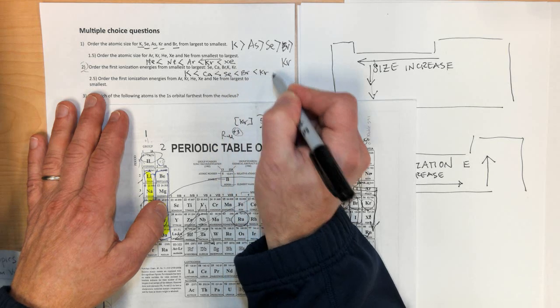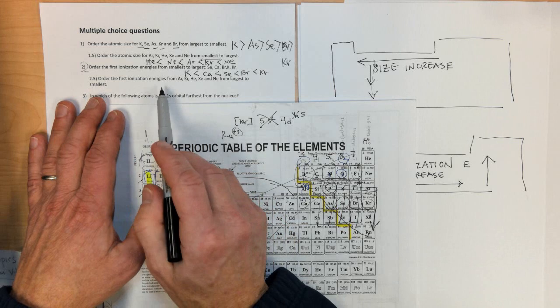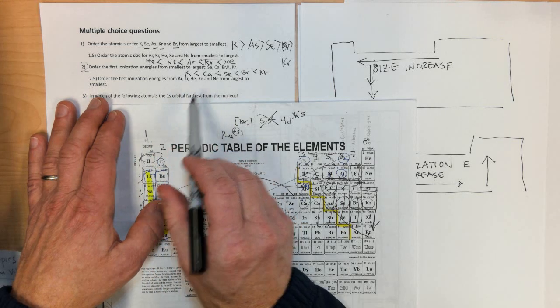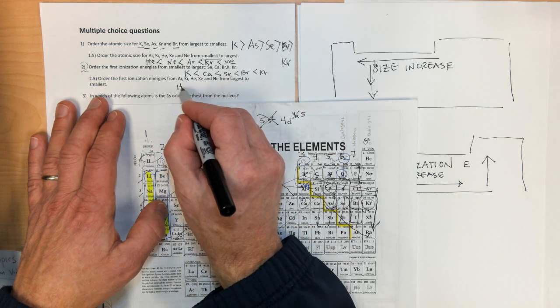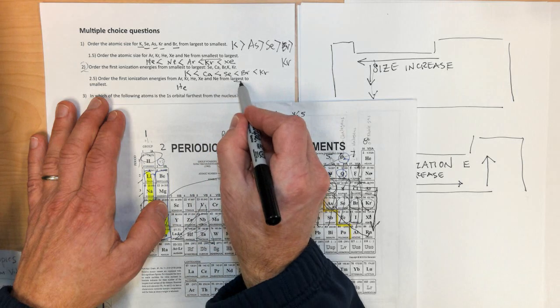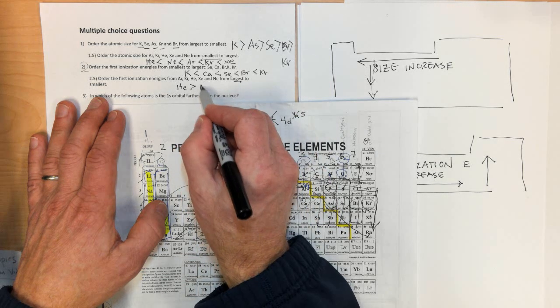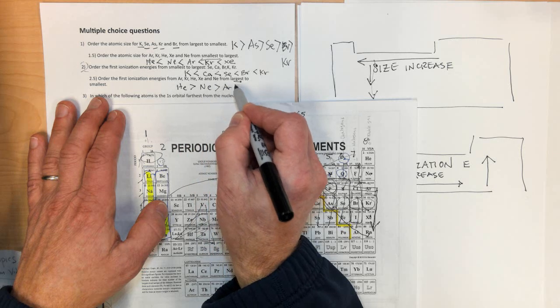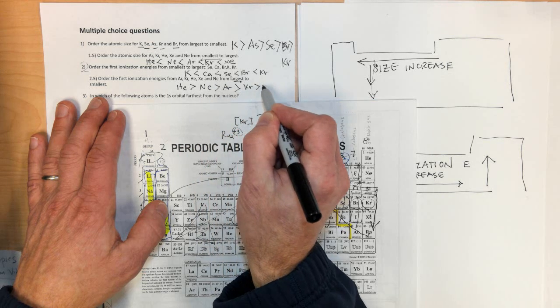and then krypton. And then the next one is the same question, except for now it gives the noble gases once again. And it asks from largest to smallest this time. So helium, then neon, then argon, then krypton, and then xenon.